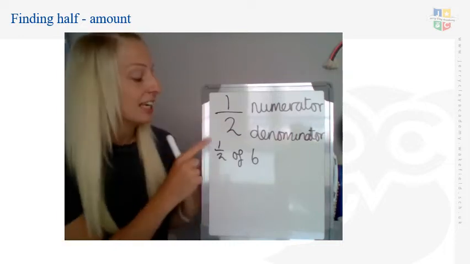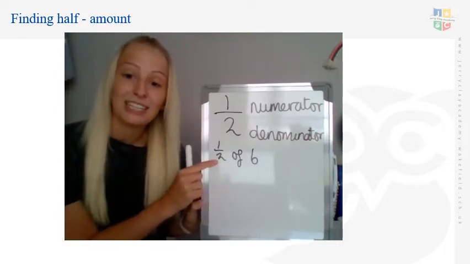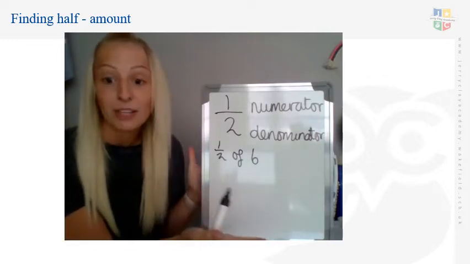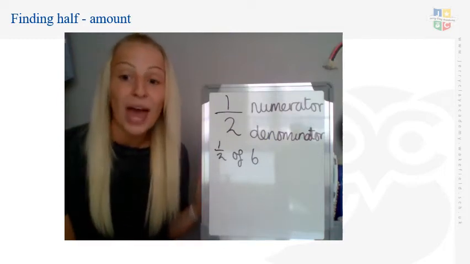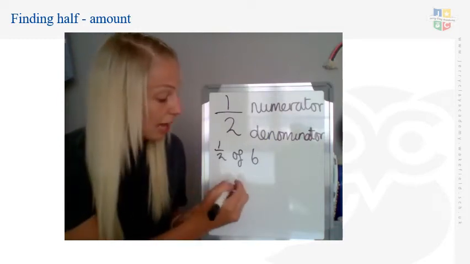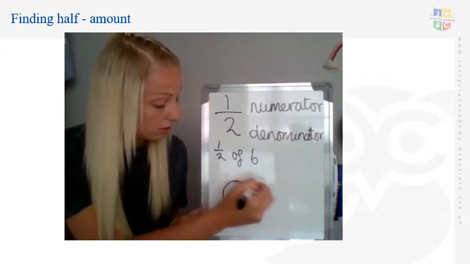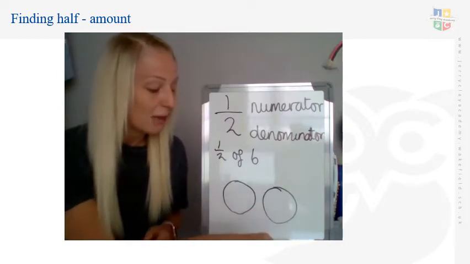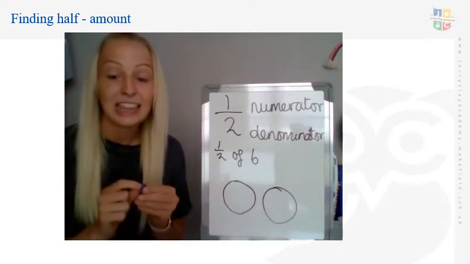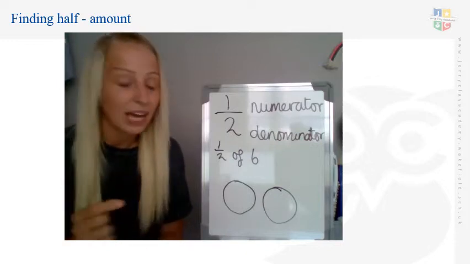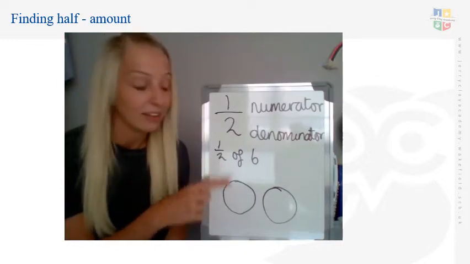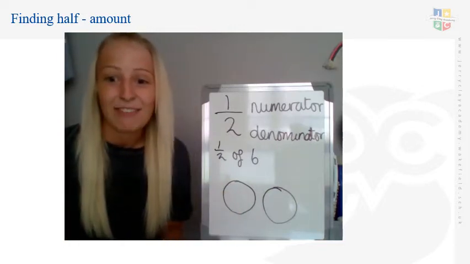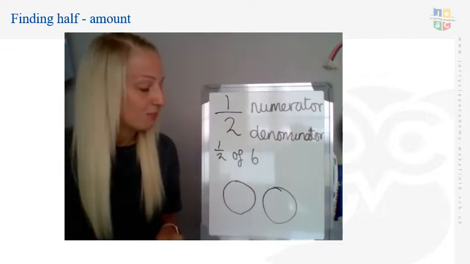Now to do this, I need 2 equal parts because my denominator tells me how many equal parts. So all I need is 2 parts, or 2 groups, however you want to draw these. These could be circles, squares, however you want to make your 2 groups. I'm going to do circles. Okay, so there are my 2 equal parts. Now I need to share my 6 equally. This is very similar to dividing by 2 because half has 2 equal parts shared equally. So if you've got half of an amount, it's exactly the same as dividing by 2, which we did last week with our grouping.